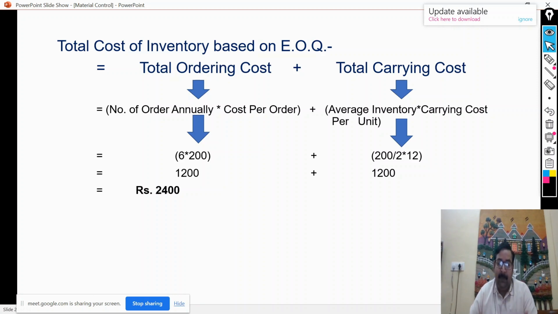In tabular form, you can check rupees 2400 is the total cost, because ordering cost is 1200 and carrying cost is 1200, the total cost based on EOQ.